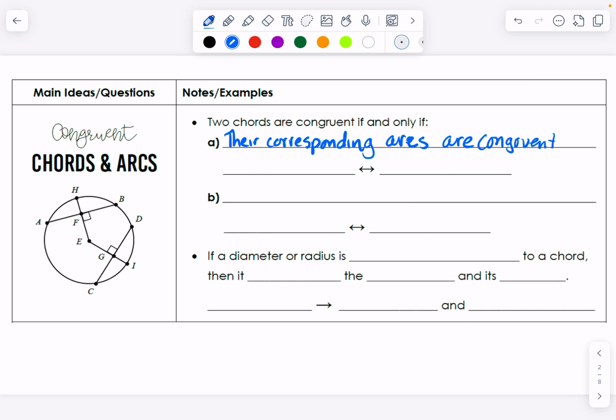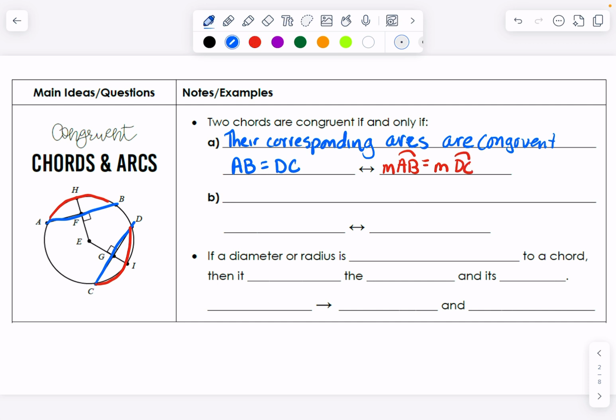Meaning two chords. So AB is congruent to DC. AB is equal to DC or CD if these arcs that they intercept, I call it intercept, are congruent. So the measure of arc AB is equal to the measure of arc DC.